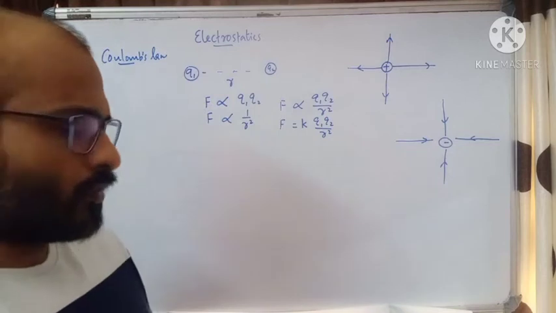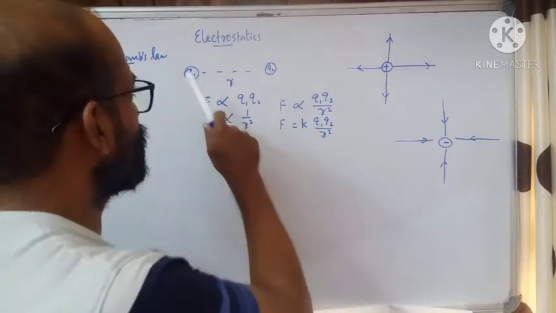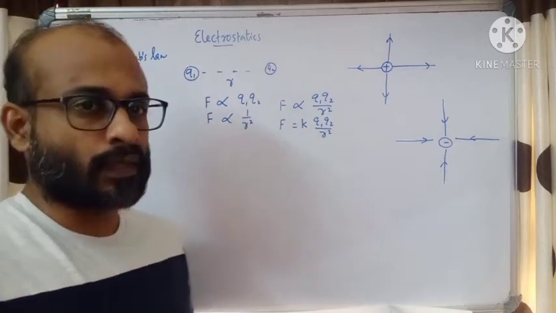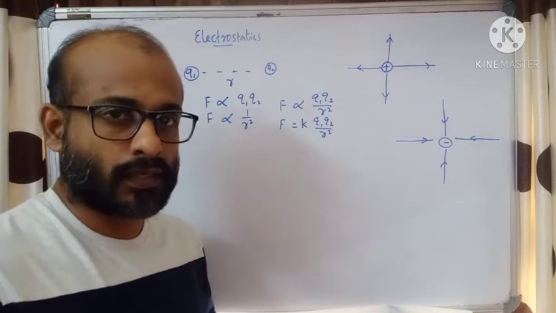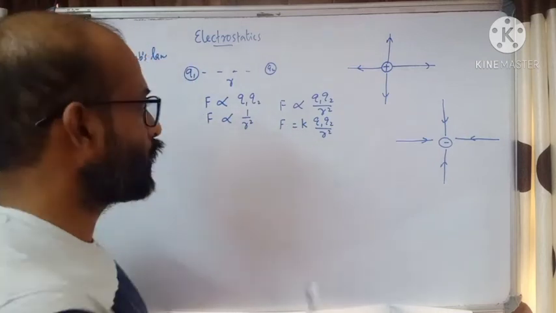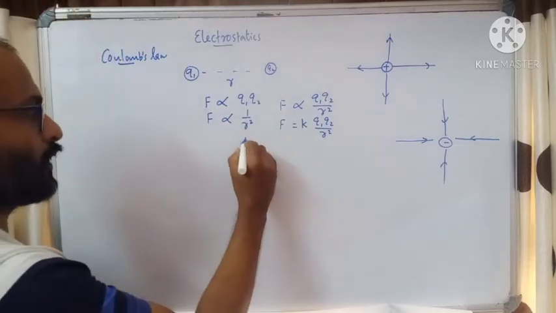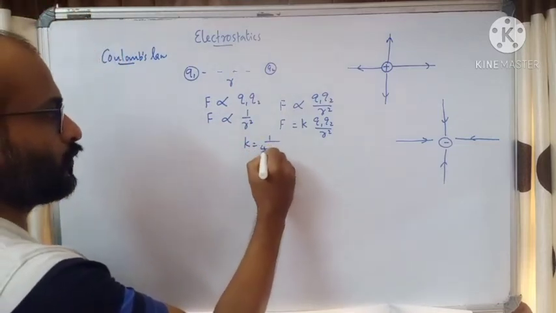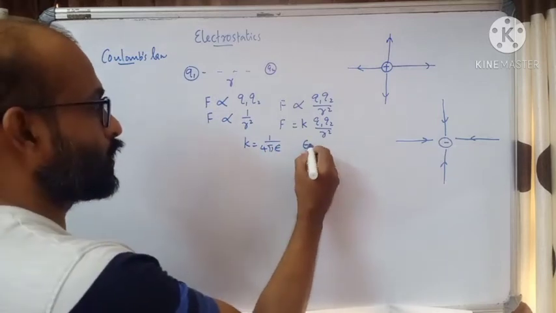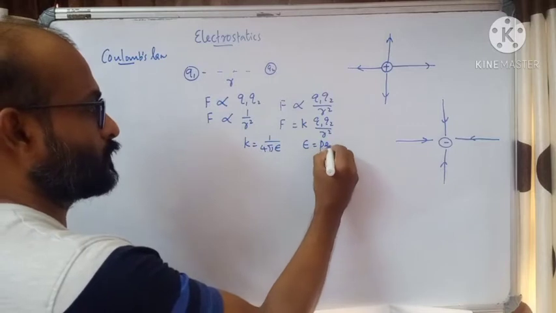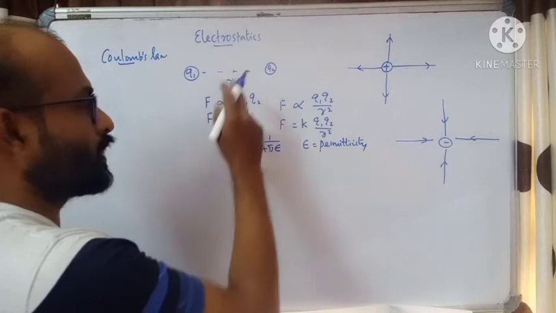Now let us see the constant. Constant K depends on the medium between these two charges. Sometimes there may be vacuum between the charges, sometimes there may be some other medium. So the value of K depends on the medium. K is equal to 1 by 4 pi epsilon. Epsilon indicates the permittivity of the medium between the charges.